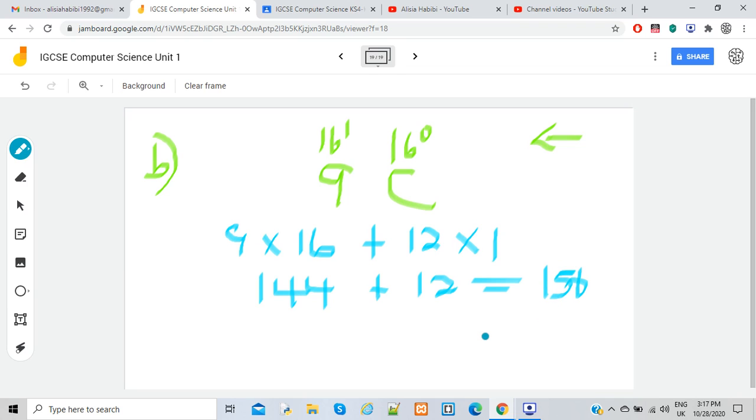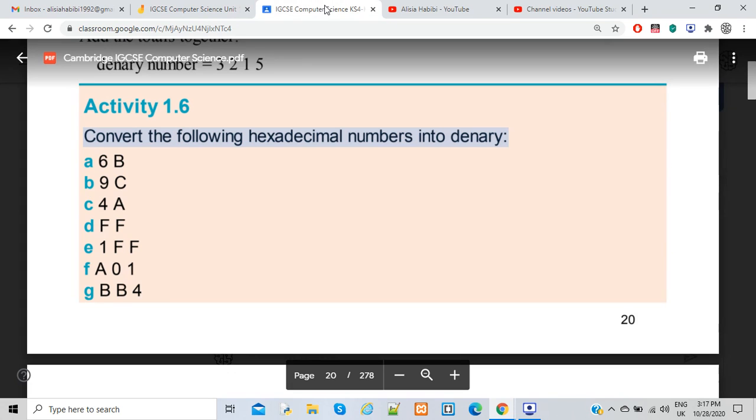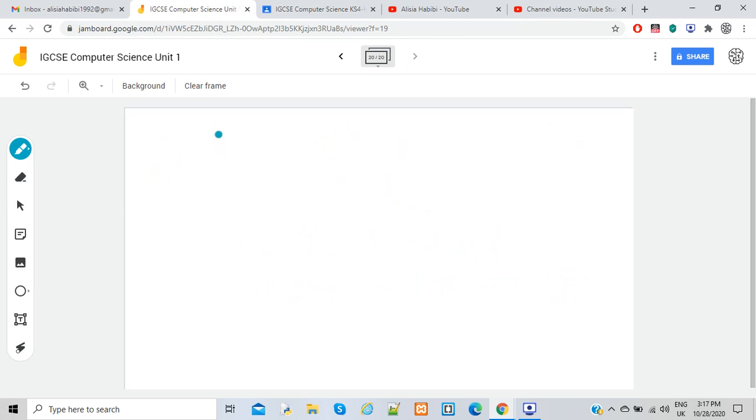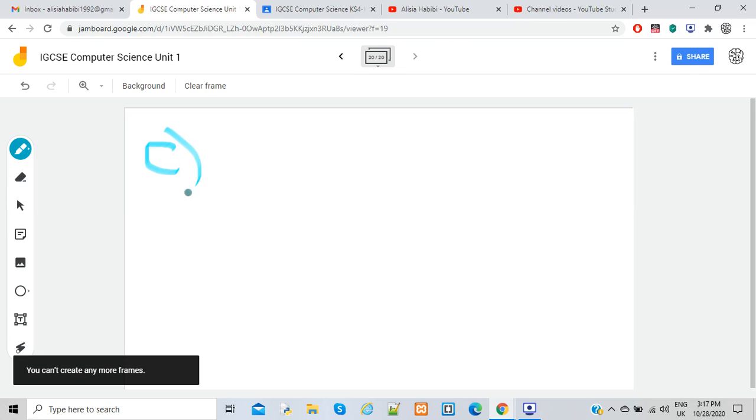So that's that, guys. Then we're going to be looking at the next example, and the next example is, again, example C. So we're going to move on to example C. And example C is pretty much the same thing again. It's 4A. So if we wanted to convert 4A, we're going to do that on the next sheet. So example C is going to be 4A.